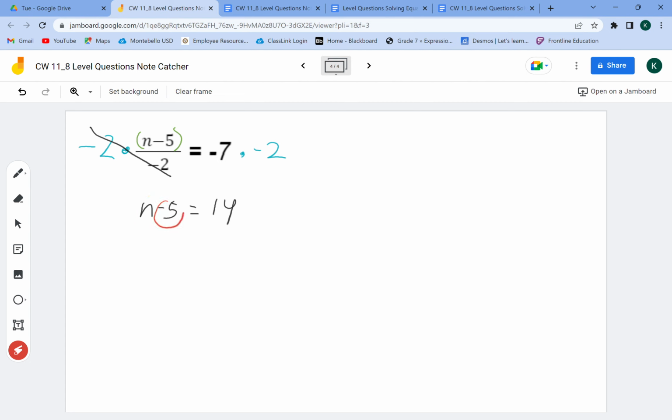So the last thing I want to do is get rid of this -5. So I want to make it a 0. To make it a 0, I have to add 5. And I add 5 to both sides. Whoops, let's undo that.